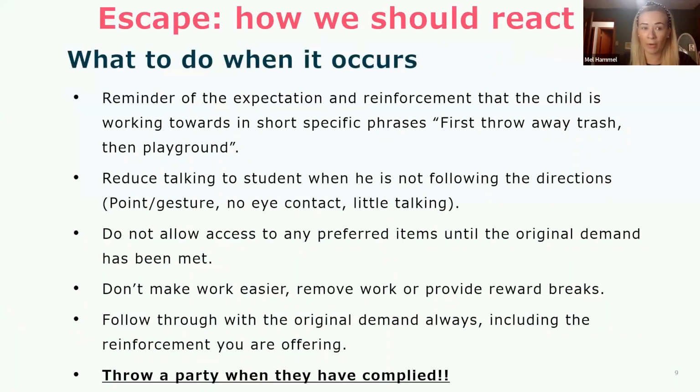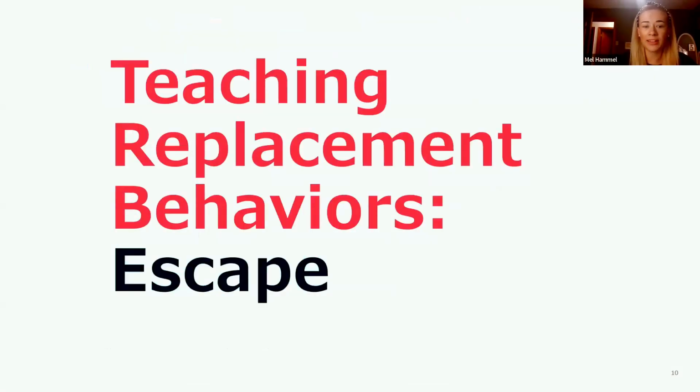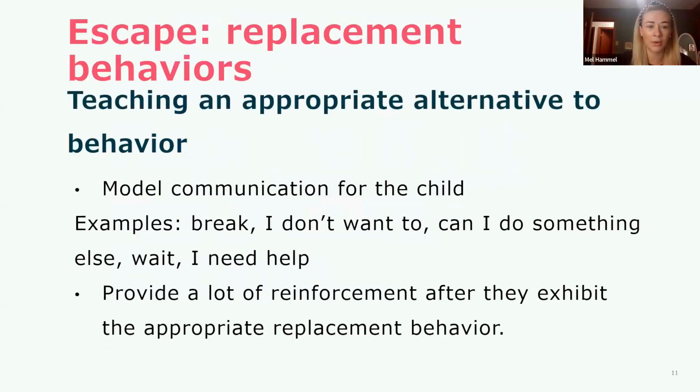And then we also went over how we should react. So I went through all of the ways, and it is a little bit repetitive, but all of the ways that we can react to avoid reinforcing those escape behaviors. So some of them are reviewing the expectations, using that first then statement, using those gestural prompts like pointing or tapping, and then always following through with the original demand. And then most importantly is how we're going to teach those replacement behaviors. So modeling that form of communication, providing praise when the appropriate behaviors are exhibited, any of those behaviors we want to reinforce and ignore all of the rest of them.